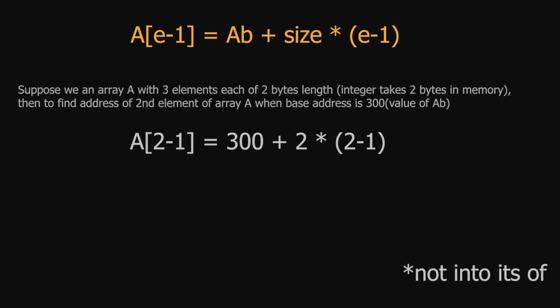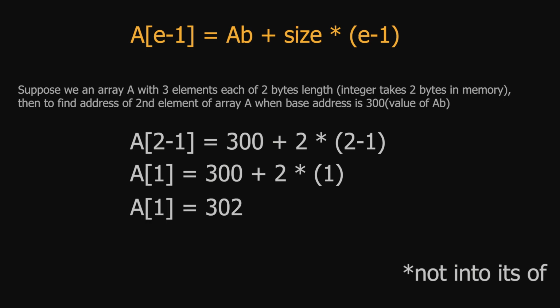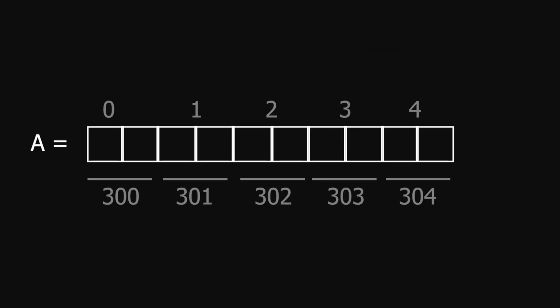A[2-1] is equal to 300 plus 2 into (2-1), which is A[1] is equal to 300 plus 2 into 1. So the value of A[1] is 302, which is the address of the second element in the memory.